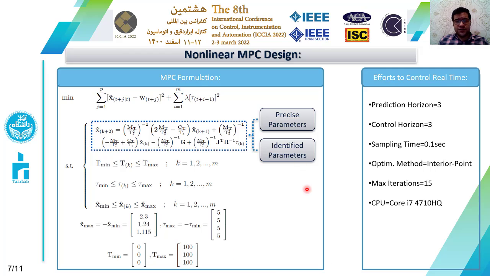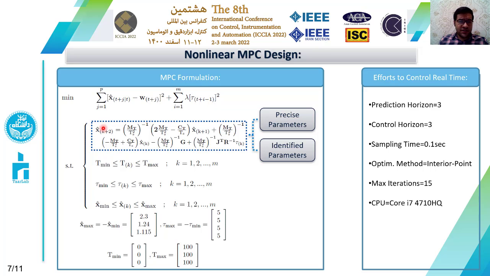In this slide, I'm going to talk a little bit about the structure of the nonlinear MPC that we designed. And this is the optimization problem that should be solved in each and every time step. And it has a cost function that captures both the controller error and the controller signal, I mean a lambda fraction of the controller signal.